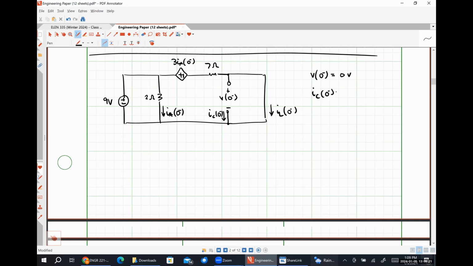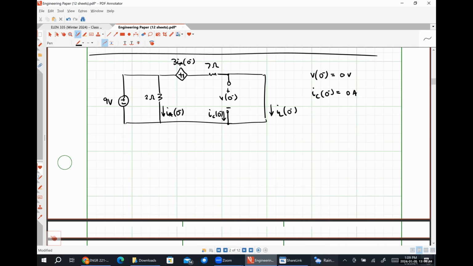IC is very obviously 0 amps because it's the current flowing through an open circuit, which by definition is 0 amps. So the only other piece of information that we need is IL, and I would argue that we probably want to use mesh because we're trying to solve for a current, so why solve for a voltage and then do one extra step? Okay.